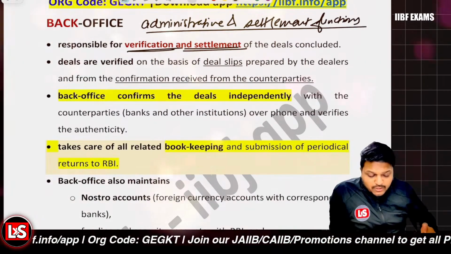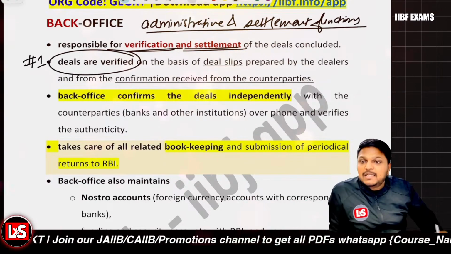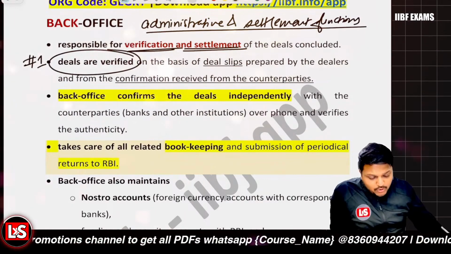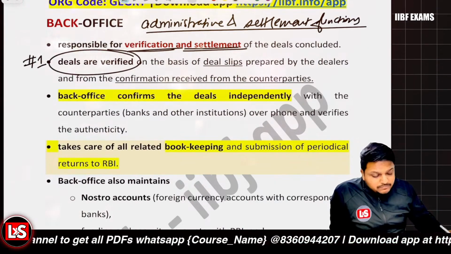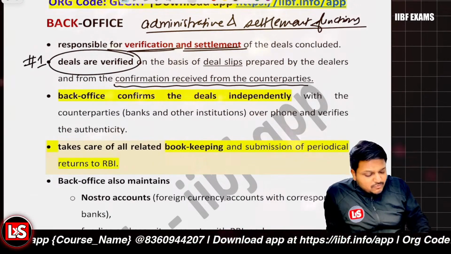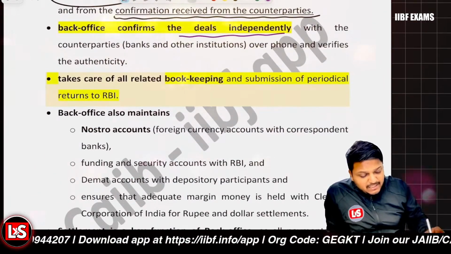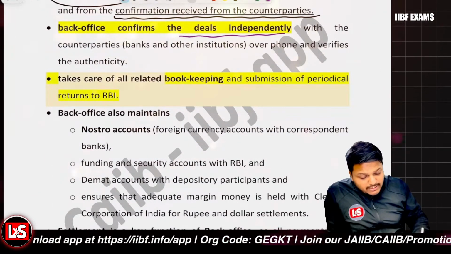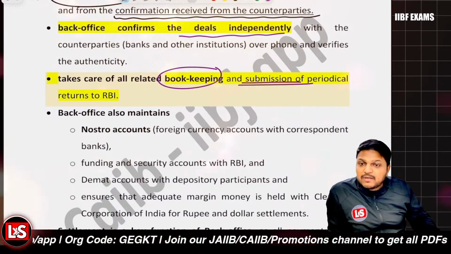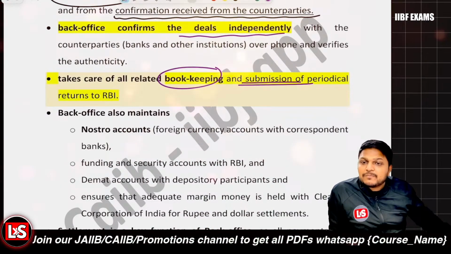So it is going to do the deal verifications. The first one, it's going to do the deal verification, verifying the transactions which are executed by the dealers. And also it's going to take the confirmation from the counterparties. The confirmation from the counterparties is to be taken, and also the deals are to be verified independently. That is to be done, and also it's going to take care of the bookkeeping and the submission of the periodical returns to the Reserve Bank of India. Whatsoever the returns are to be submitted to the Reserve Bank of India, that is to be done, right?